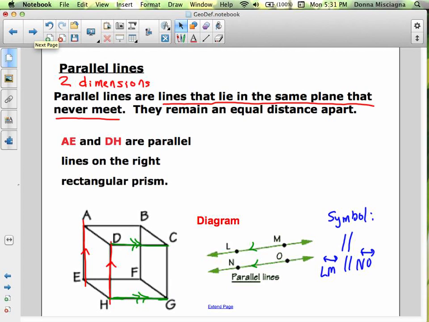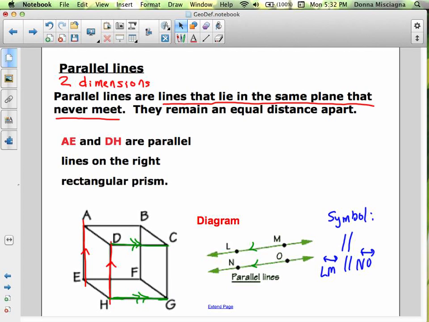So you have to include that they lie in the same plane, because we have other kinds of lines that aren't in the same plane and that also never meet. But to be parallel, you have to be in the same plane. They remain an equal distance apart.